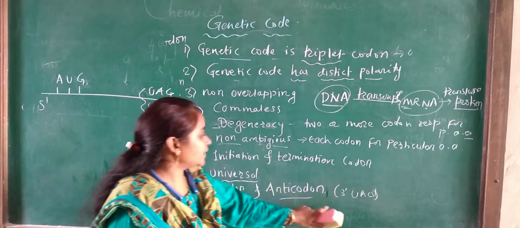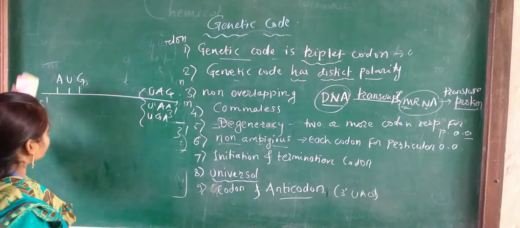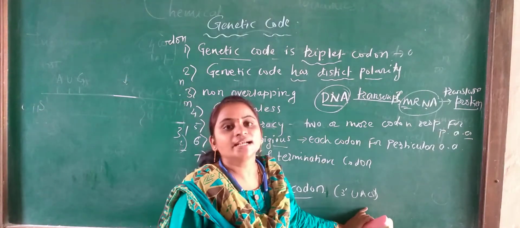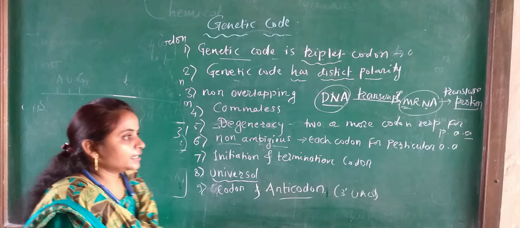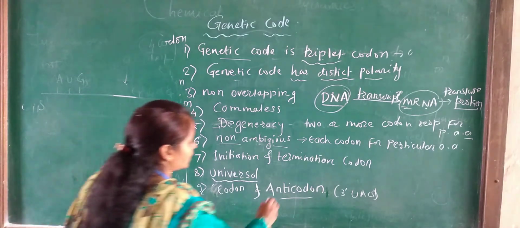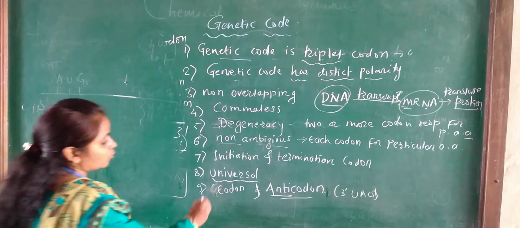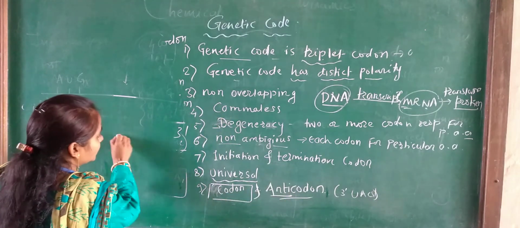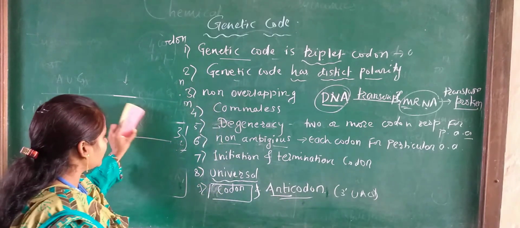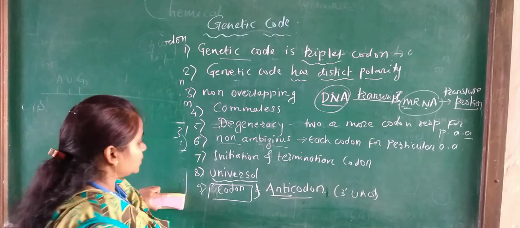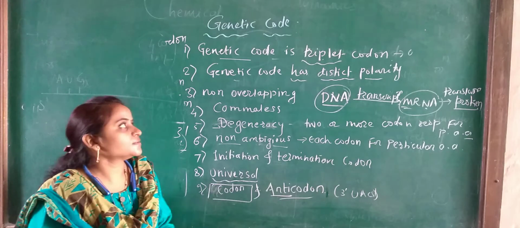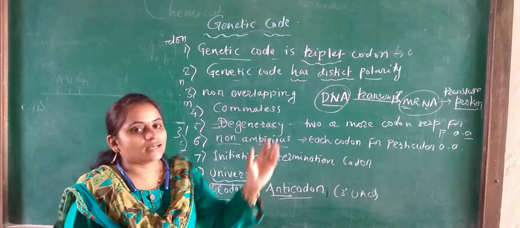Then codon and anticodon: the codon is present on the DNA and the anticodon is present on the tRNA. We know that there are three types of RNA, that is tRNA, mRNA and rRNA. The codon which is present on the DNA strand and the anticodon which is present on the tRNA are responsible for protein synthesis. Okay, so all these are the characteristics seen in the genetic code.